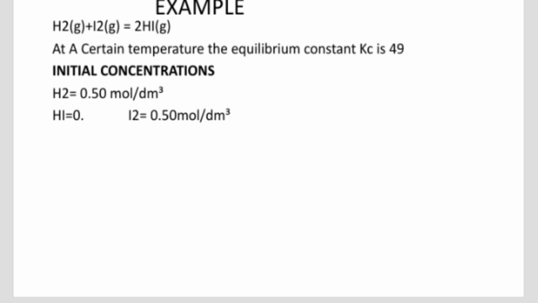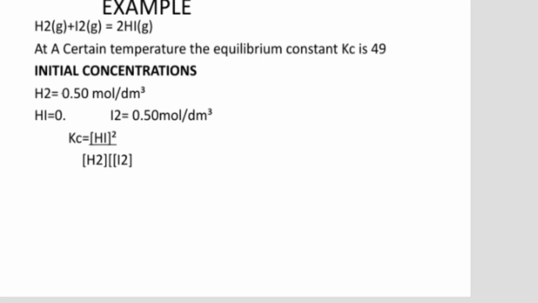So the first step is write the Kc expression, the equilibrium constant expression. That's our Kc expression because HI is the product and it has the coefficient of 2, so we raise it to the power 2. Then the reactants, we have H2 and I2. So now after writing the Kc expression, we go to the second step, which is the ICE table.